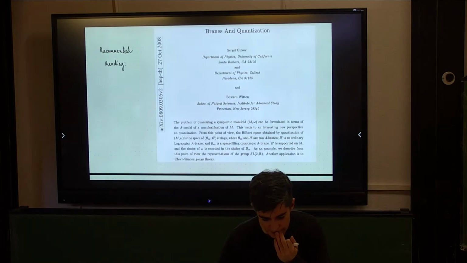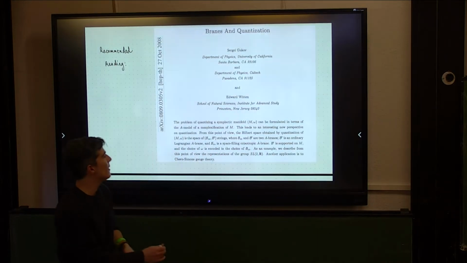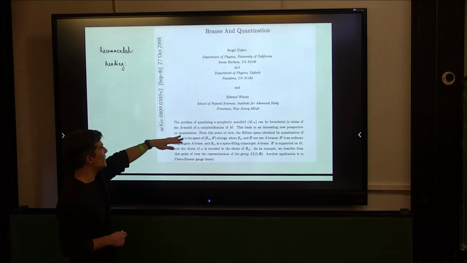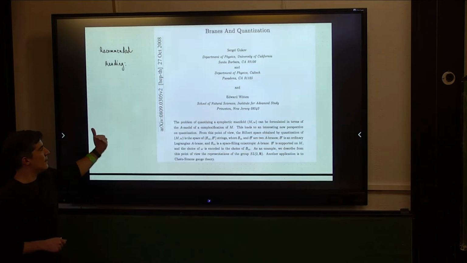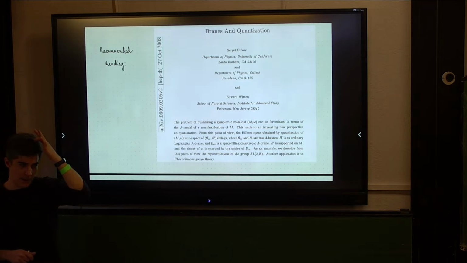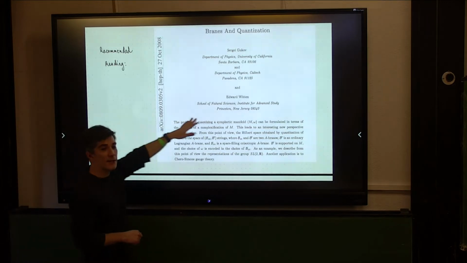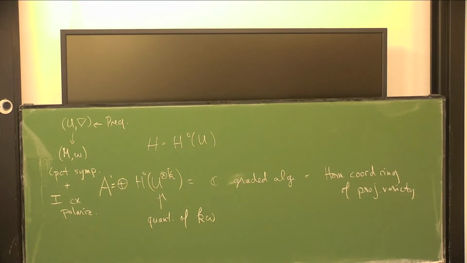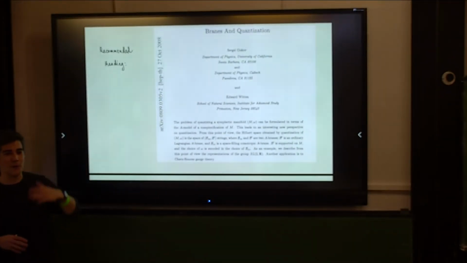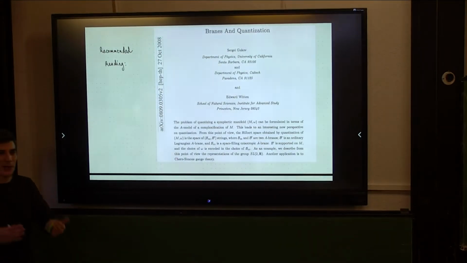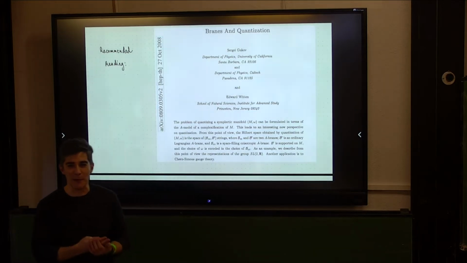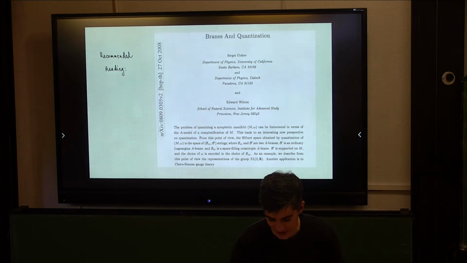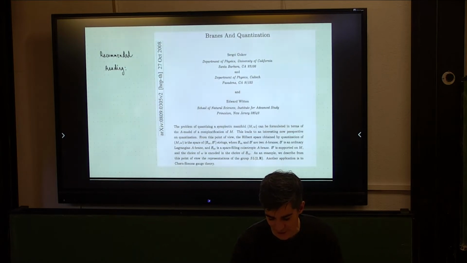Okay, so I wanted to recommend my favorite paper on quantization. It's this paper, Branes and Quantization, by Gukov and Witten. I hope that some of you have seen this paper, but if you haven't, you should read at least the introduction. It's a very beautiful introduction of 7 pages, where they criticize ruthlessly all the previous work on quantization, and they explain why their method is the best, and I actually agree with them. It's very well written, and I recommend it to everyone.